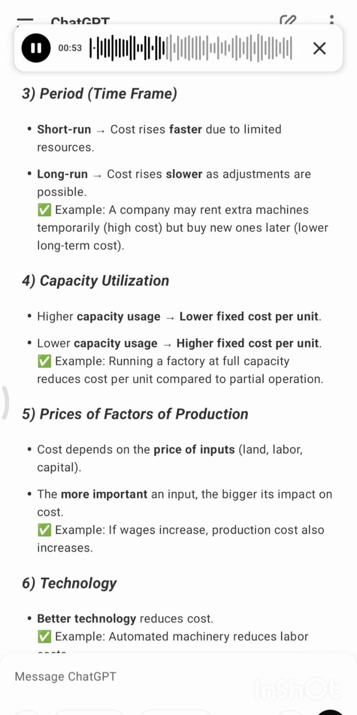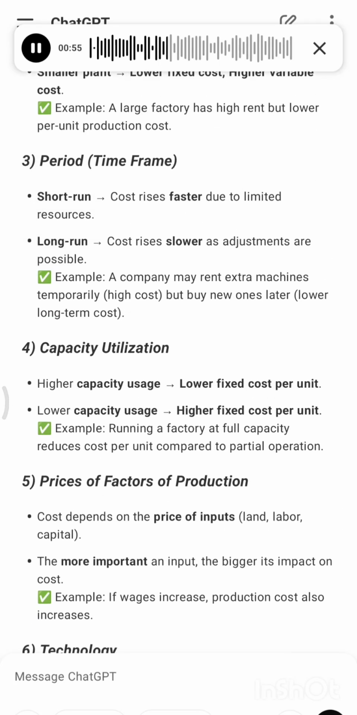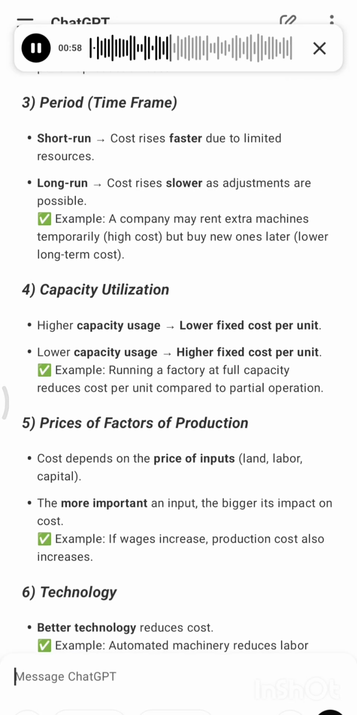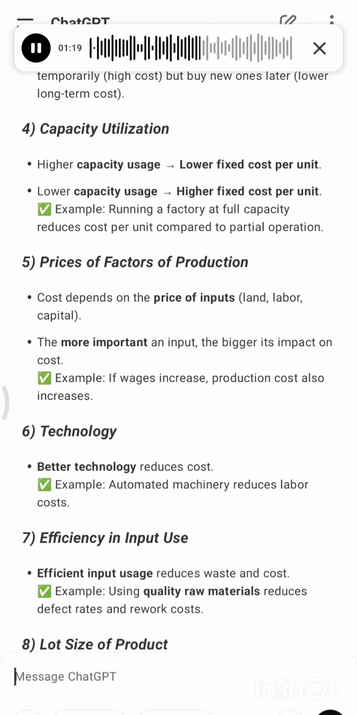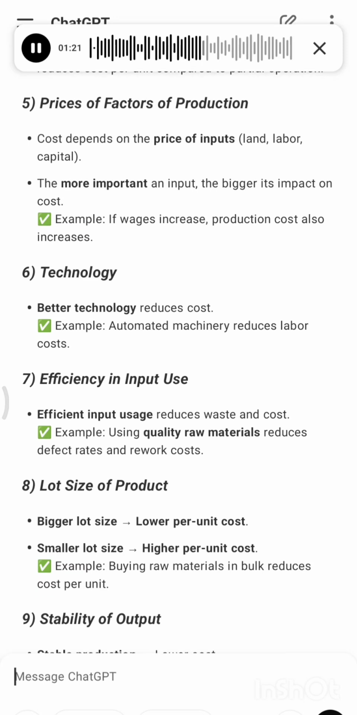4. Capacity utilization. Higher capacity usage, lower fixed cost per unit. Lower capacity usage, higher fixed cost per unit. Example, running a factory at full capacity reduces cost per unit compared to partial operation. 5. Prices of factors of production. Cost depends on the price of inputs, land, labor, capital. The more important an input, the bigger its impact on cost. Example, if wages increase, production cost also increases.